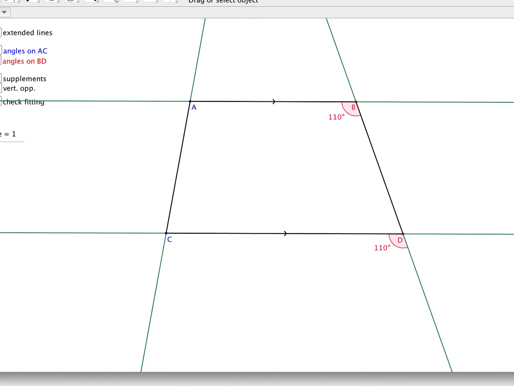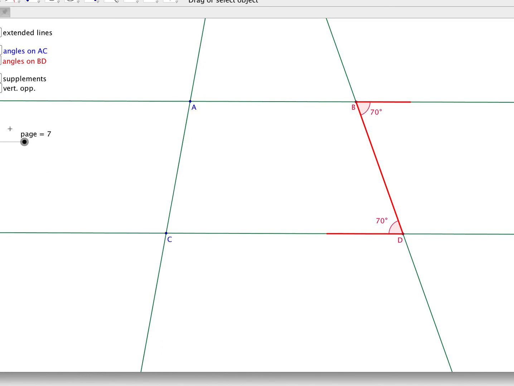Now, there's an F shape in red. There's a second F shape in red. There's another F shape. And there's a Z shape. So these ones marked 110 are equal. And there's another Z shape. So these ones marked 70 are equal. So around parallel lines, there's actually four F shapes possible and two Z shapes.